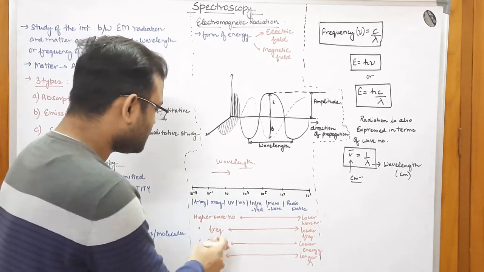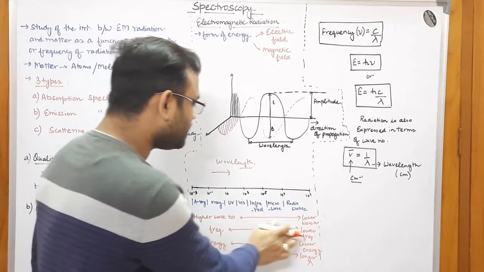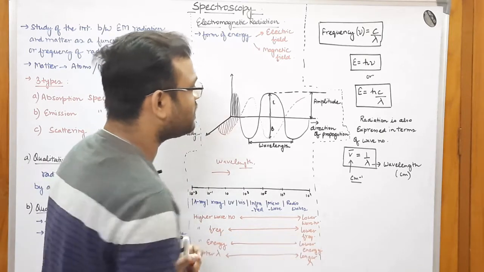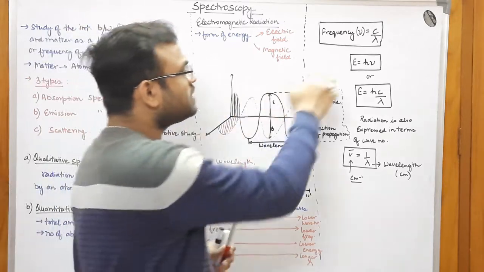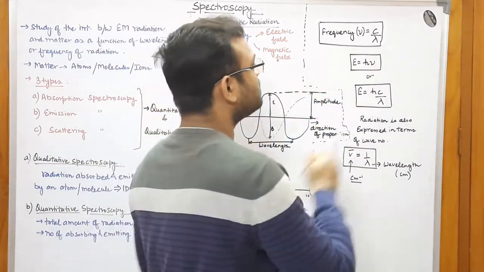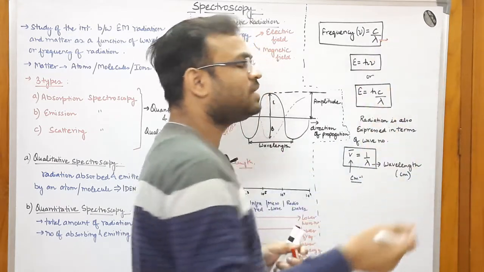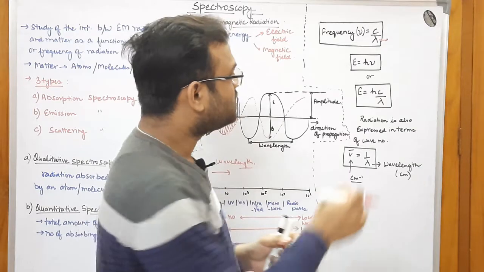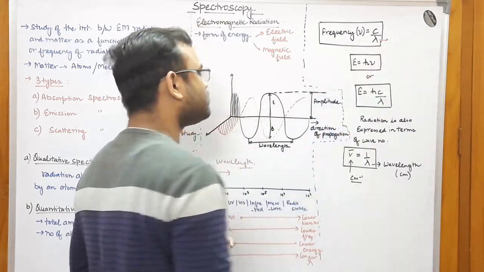Next, frequency would again be decreasing in this particular direction. Why is that so? Because you might know that frequency, represented by nu, is equal to c by lambda, where lambda is the wavelength. So you can see that frequency and wavelength are inversely proportional to each other.